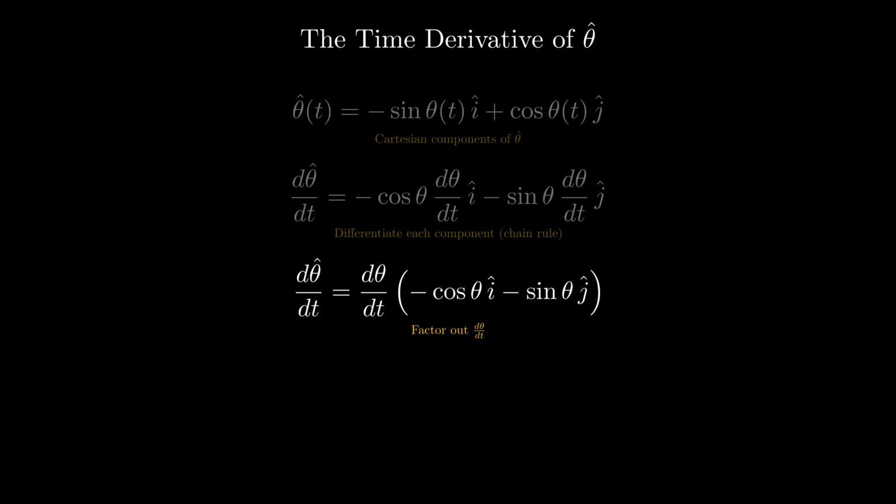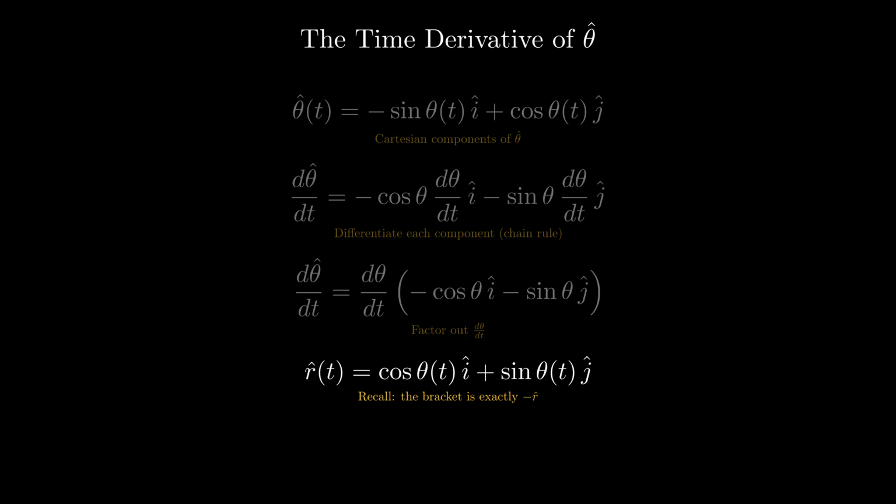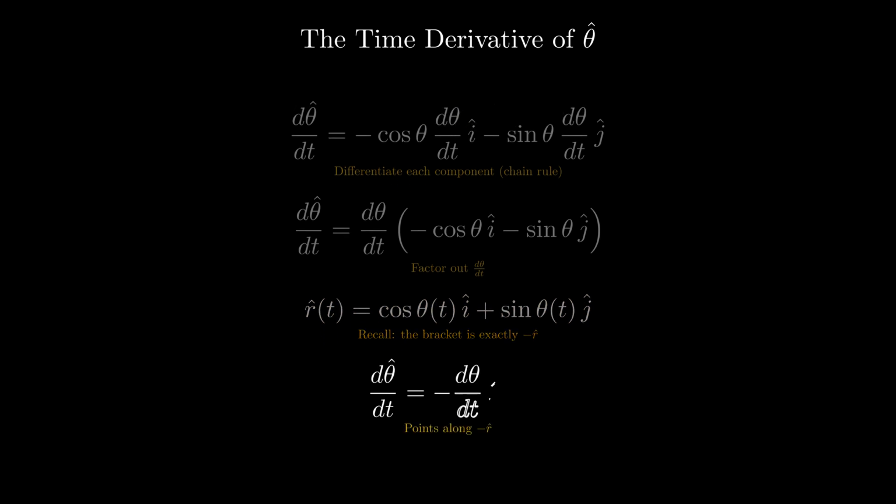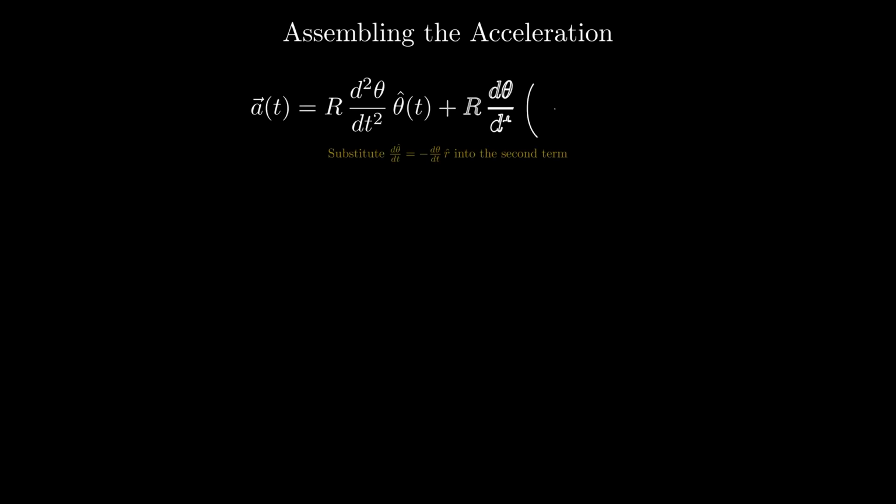But cosine theta times i-hat plus sine theta times j-hat is exactly r-hat. So the time derivative of theta-hat equals minus d theta dt times r-hat. It points along minus r-hat. Substitute that back into the acceleration. The first term stays r times the second derivative of theta times theta-hat. The second term becomes r times d theta dt times d theta dt along minus r-hat, which is minus r times the quantity d theta dt squared times r-hat.